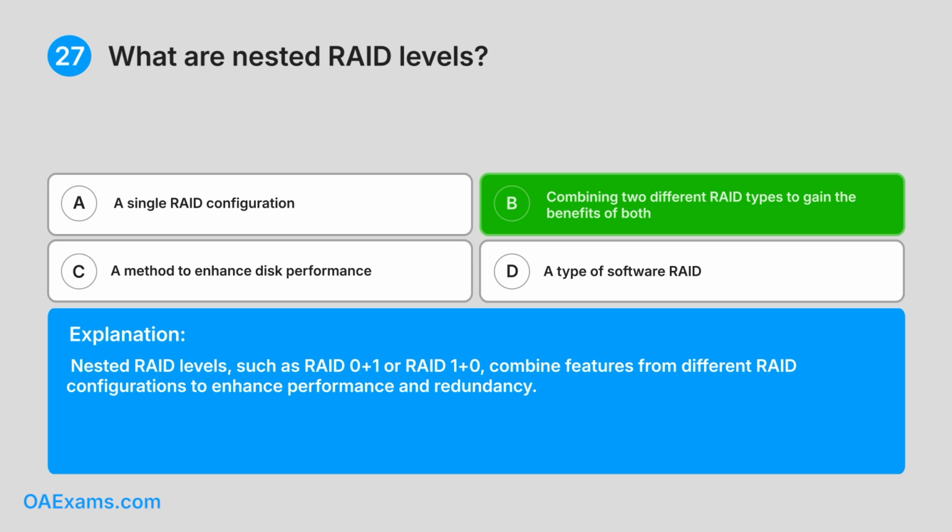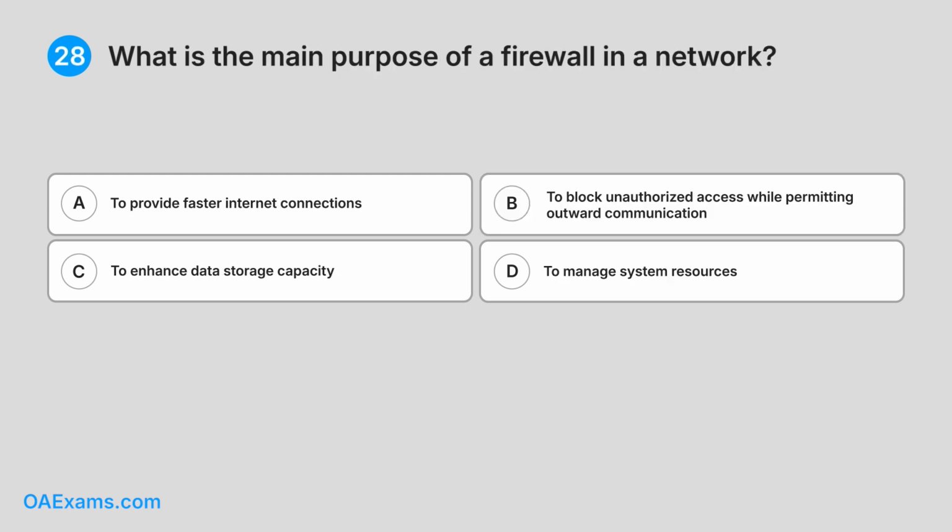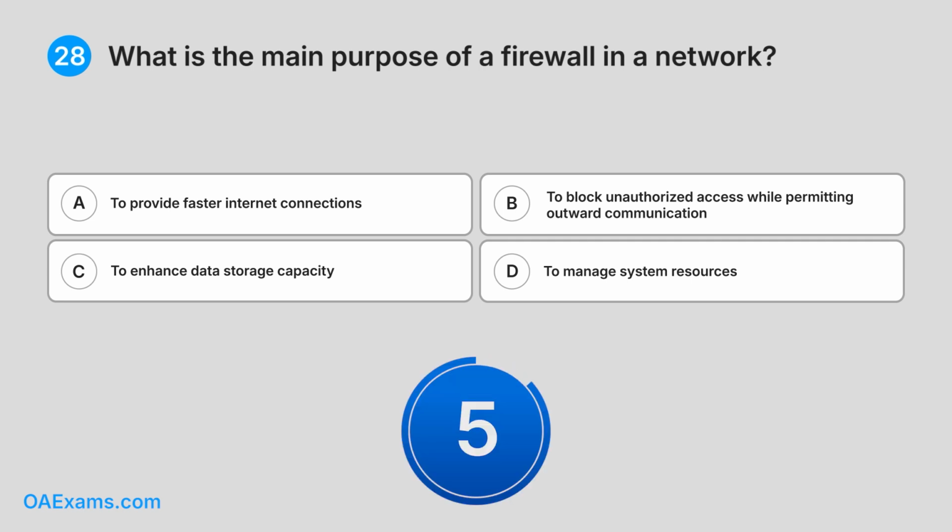Explanation: Nested RAID levels, such as RAID 0+1 or RAID 1+0, combine features from different RAID configurations to enhance performance and redundancy. 28. What is the main purpose of a firewall in a network? A. To provide faster internet connections. B. To block unauthorized access while permitting outward communication. C. To enhance data storage capacity. D. To manage system resources. Do you know the answer?